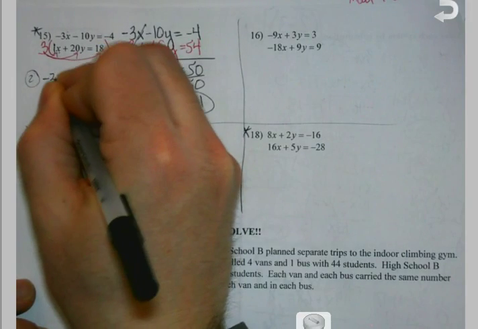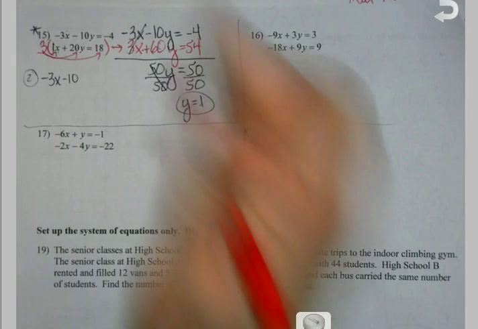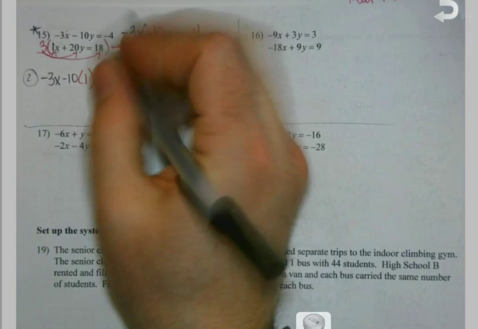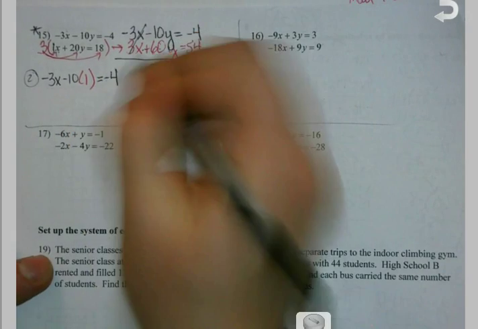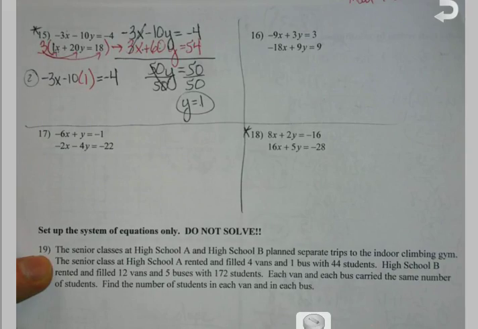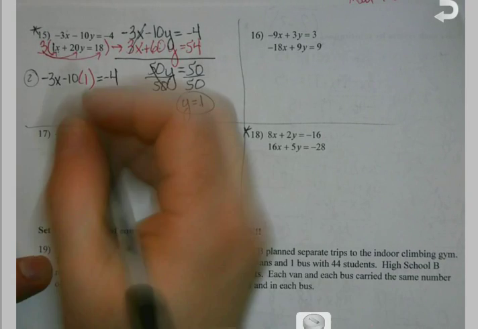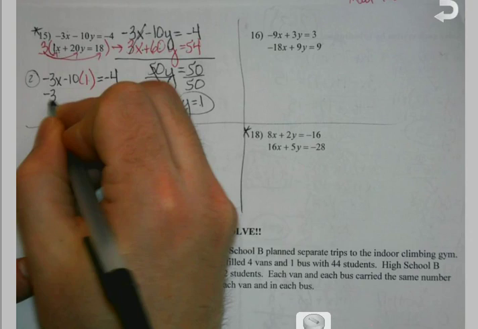So I've got negative 3x minus 10y, negative times positive.